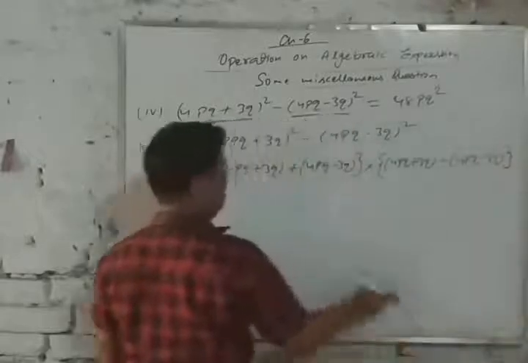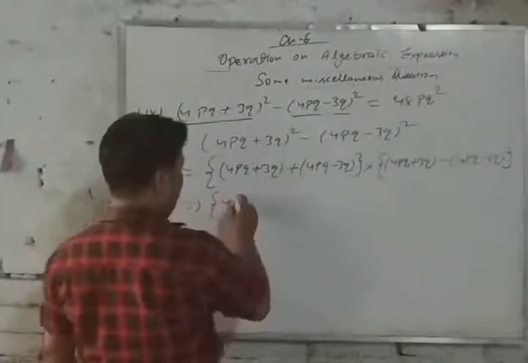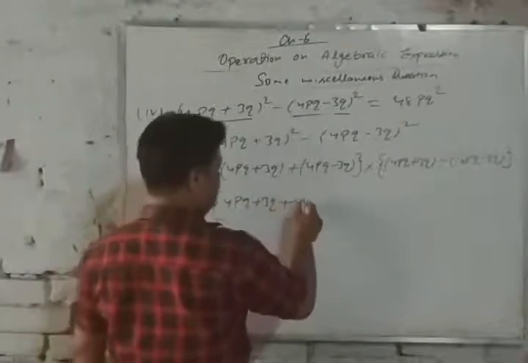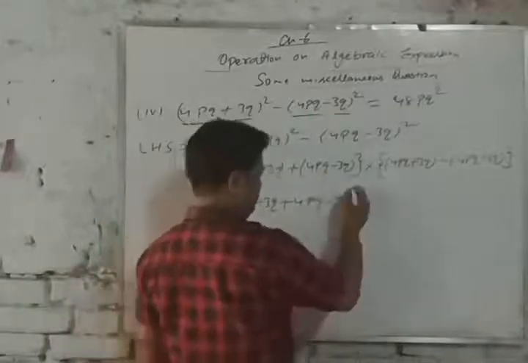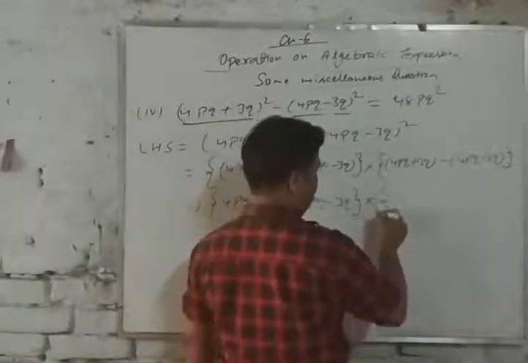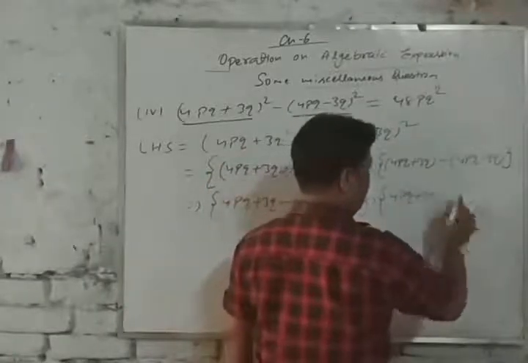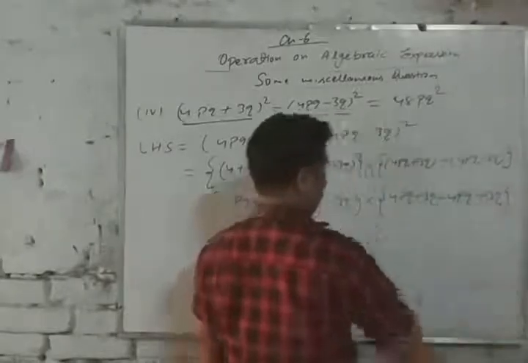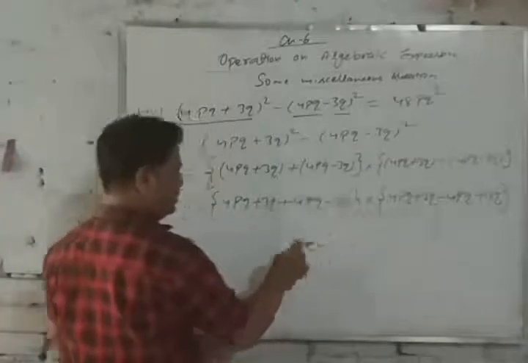Now close the bracket and remove the small brackets. In the first, 4pq plus 3q has a plus sign outside, so we do not change the sign of the next expression. But in the second, there is a minus sign outside, so we change the signs. Now plus 3q and minus 3q cancel out.